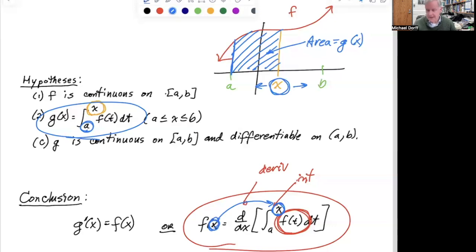So this is saying that if I first take the integral, the inside in green, and then I take the derivative in purple there, I'm going to end up with what I started with, which was my function f of x. That's the fundamental theorem of calculus part 1.